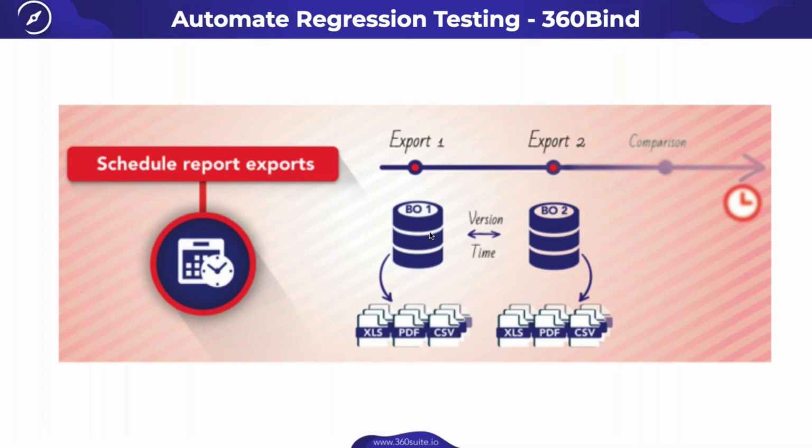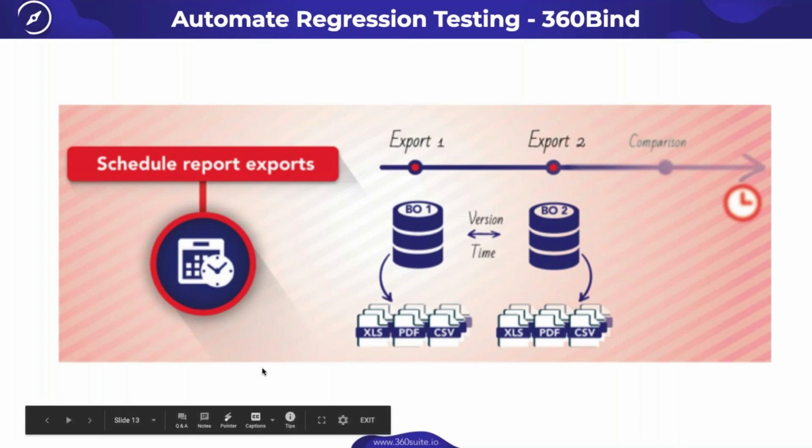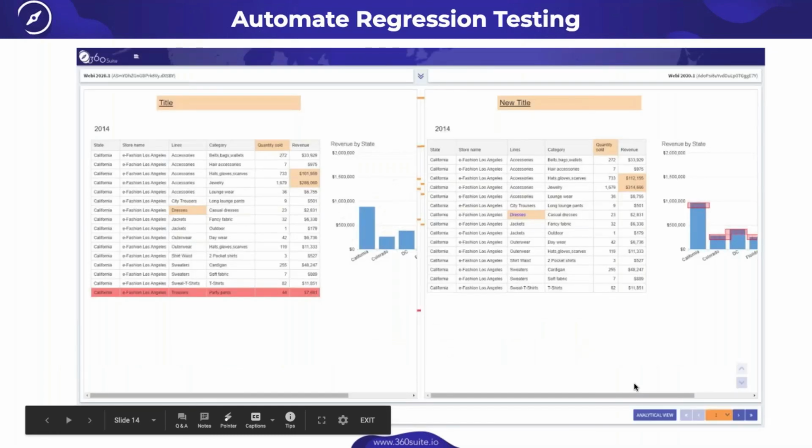360 Bind also allows you to do it in 2 different environments. So if you have 4.2 in one environment and 4.3 in another environment, you can compare those documents in the 2 different environments. So those are the typical scenarios that people do for testing, and then you run the comparison, and we're going to go into that and take a look.